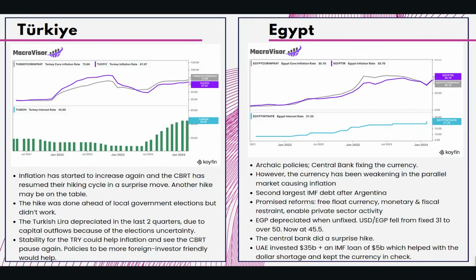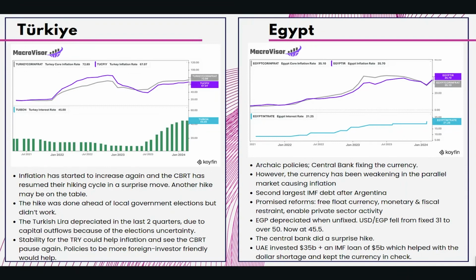Unfortunately, inflation is accelerating again, and this is because the lira has remained weak for the last, I want to say, 2 to 3 quarters. Food prices are going up again, oil prices are high, and the central bank will likely hike again. But more importantly, the country actually needs to attract more foreign investments. They need more dollars coming into the country, and that should actually help. But overall, we don't have a call on Turkey, neither do we have a call on Egypt.